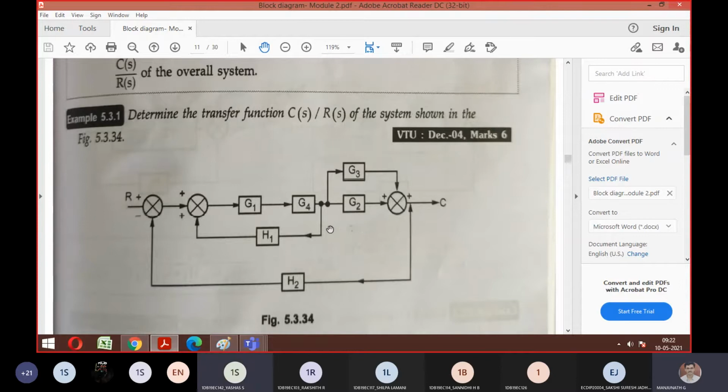Sir, G1 and G4 are in cascade. Good. G1 and G4 are in cascade, nothing but series. So I can make it G1 into G4 as one block. Then that block with this, what is it called? Good, this is the elimination of your feedback path. So H1 is there and the combination of G1, G4 is there. So what is the formula we can replace here?